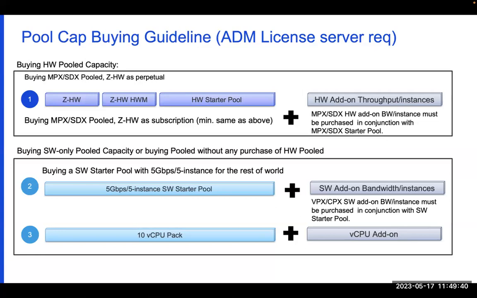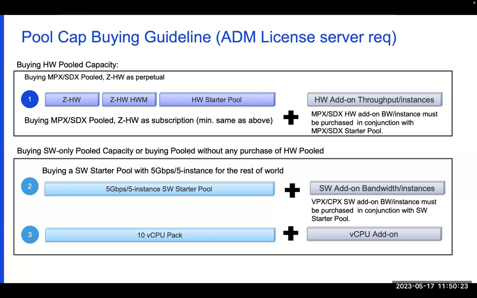And the starter pool will come with a pool of bandwidth that goes together with every zero capacity appliance. If it's SDX, that starter pool will also come with the VPX instances. And of course, you are free to add on any throughput add on for bandwidth or any VPX instance add on that's required, as long as the starter pool is not providing enough for your requirement. And for software pool capacity, in general, you can always look at the VPX starter pool, which is the 5 Gbps 5 instance starter pool.